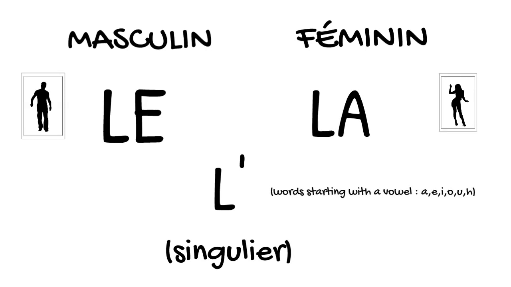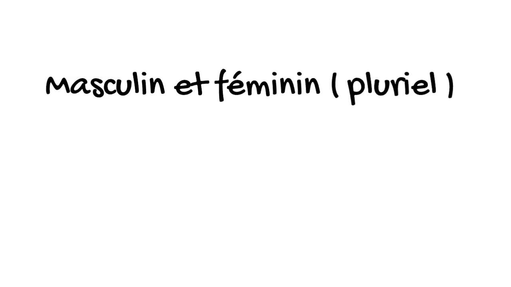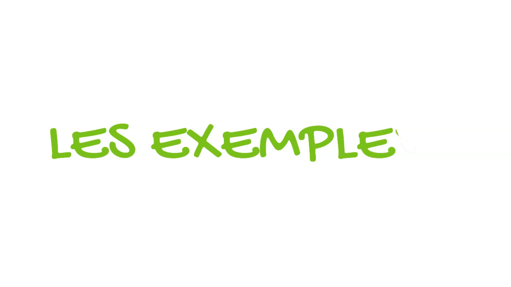And we also have L apostrophe pronounced as le, used with words starting with a vowel A, E, I, O, U, H. Because we cannot have two vowels together, so we write L apostrophe instead of writing LE and the word or LA and the word starting with a vowel, we write L apostrophe and the word starting with a vowel. For plural objects, we have les. Les is used for both masculine plural and feminine plural. Let us go through some examples.